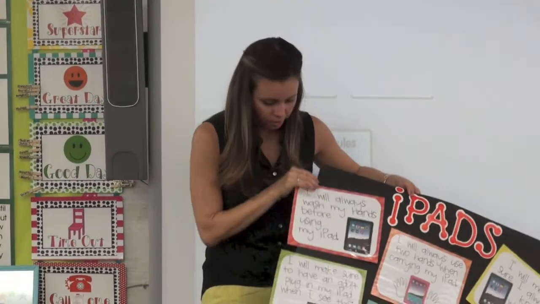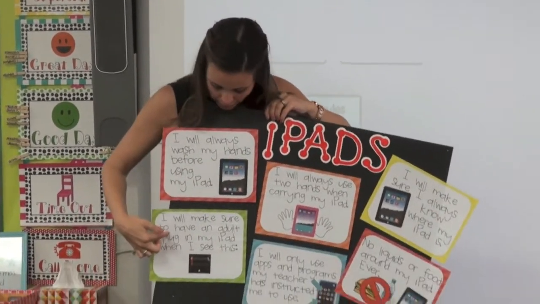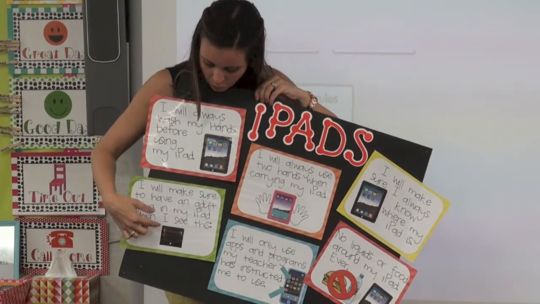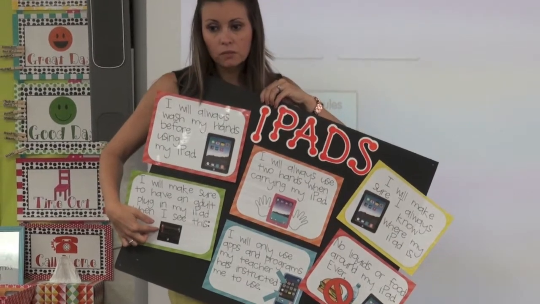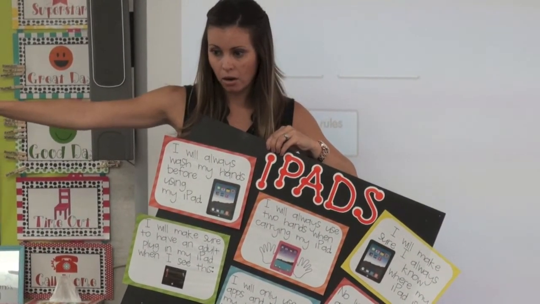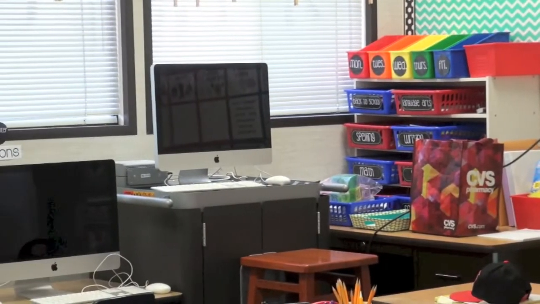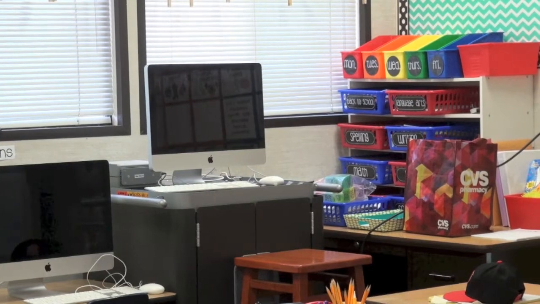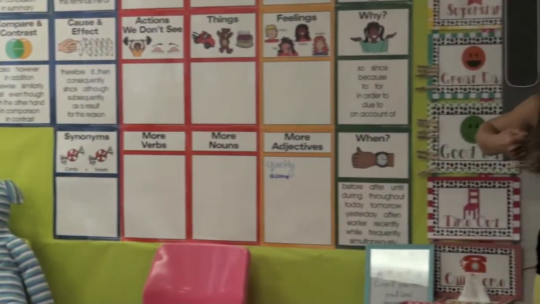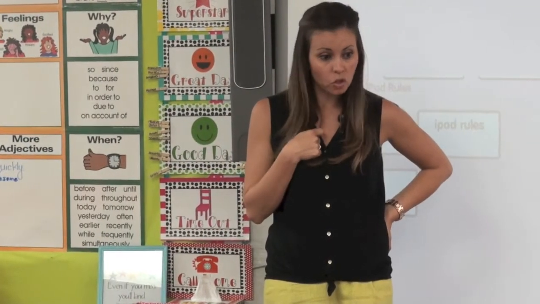Okay, number 4. Here's number 4. It's a green one down here. It says, I will make sure to have an adult plug in my iPad when you see this. Now, the iPad cart is right over here against the wall. It's that big black cart. All of the iPads are in that cart and they're all plugged in. It's a rule that kids, 2nd graders, are not allowed to unplug the iPad. They're not allowed to plug in the iPad. It always has to be an adult that plugs in.